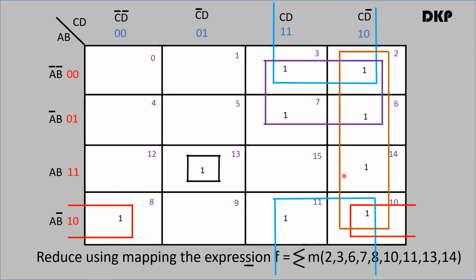Similarly, we can form here a group of 4, that is 2, 6, 14, 10. These cells are adjacent to each other. Therefore, this forms a group of 4. Now, mapping is done, grouping is done. The next step is we have to read the map.